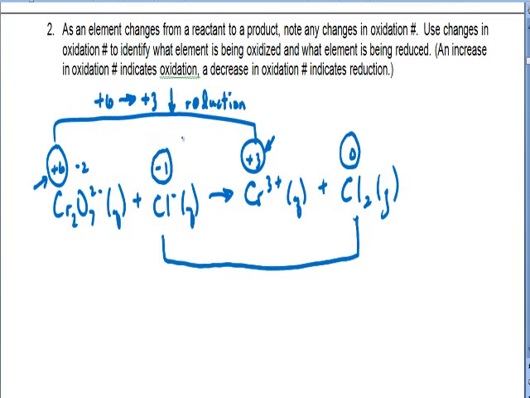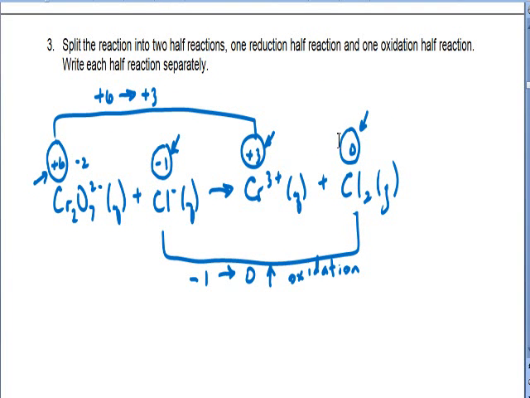If we look at our chloride ion, chloride starts out with an oxidation state of -1, ends up at 0. This is an increase in oxidation state for the chloride. An increase in oxidation state identifies the process as an oxidation process taking place when the oxidation state goes up from reactant to product. Now that we've identified our oxidation and reduction half reactions, our next step is to split the reactions into separate half reactions, one representing oxidation, one representing the process of reduction.